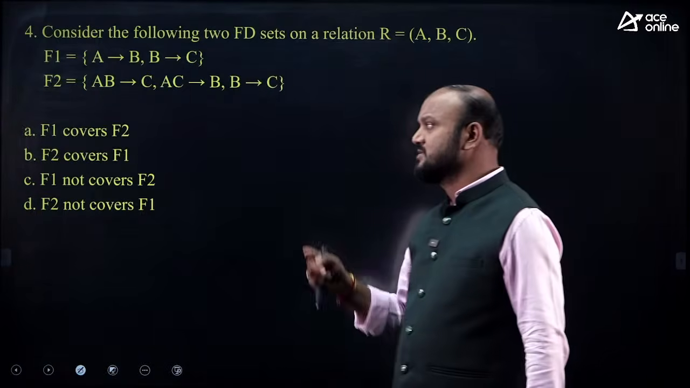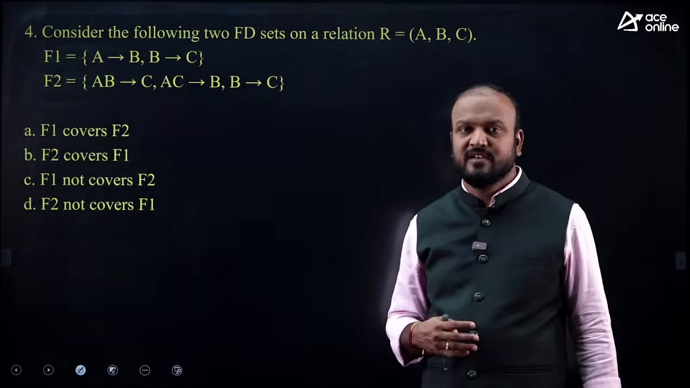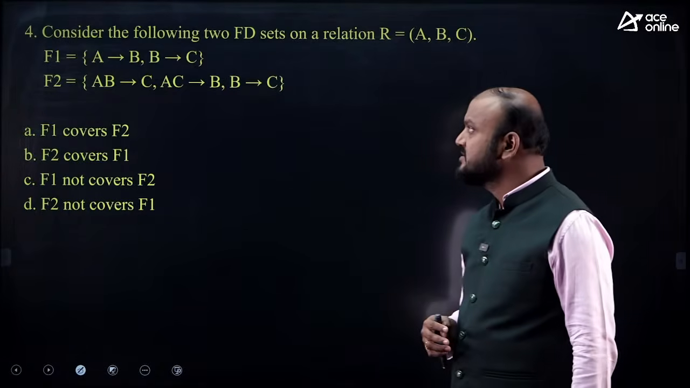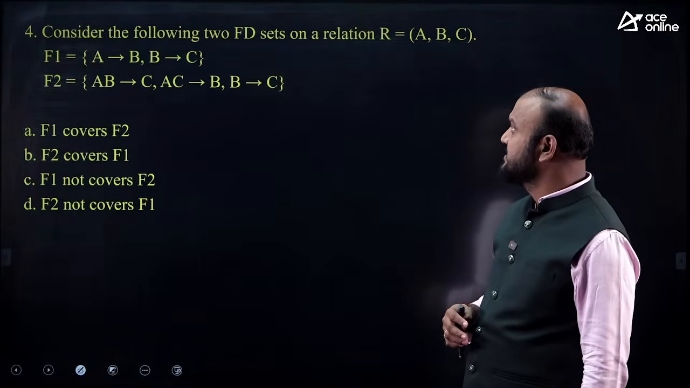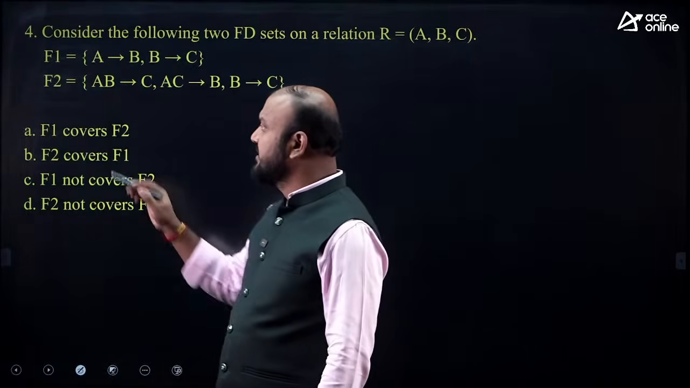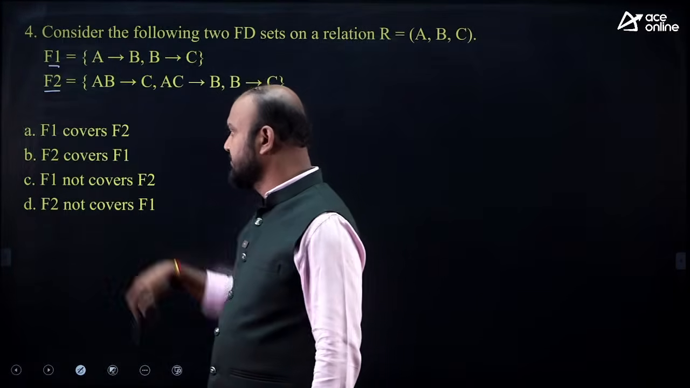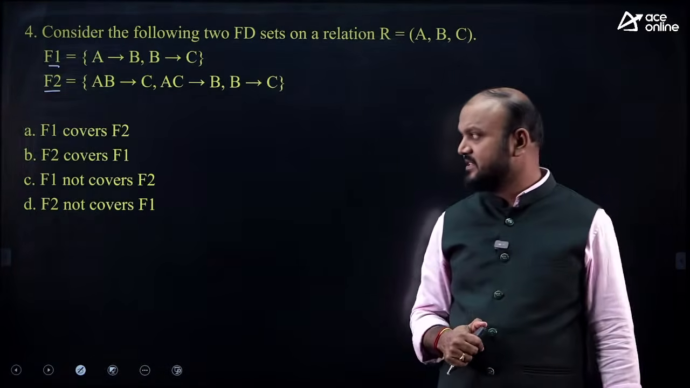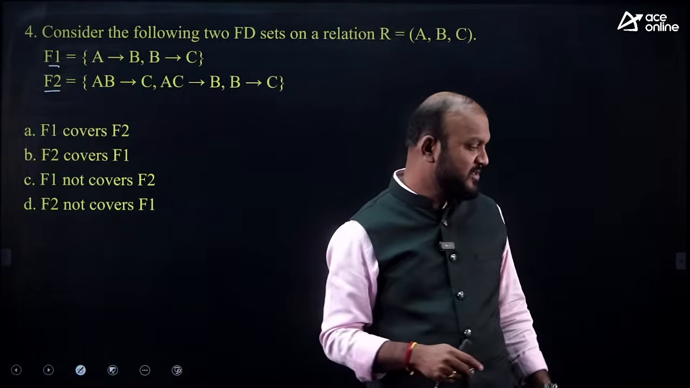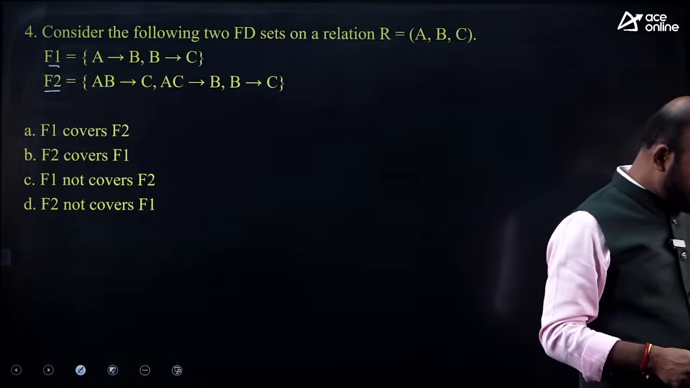Next, we'll see questions on functional dependencies and normalization. This is based on equivalences. Consider the following two FD sets on a relation R of ABC. Two FD sets are given, F1 and F2, and you are asked to find F1 covers F2, F2 covers F1, F1 not covers F2, F2 not covers F1. This is an MSQ type of question, right?